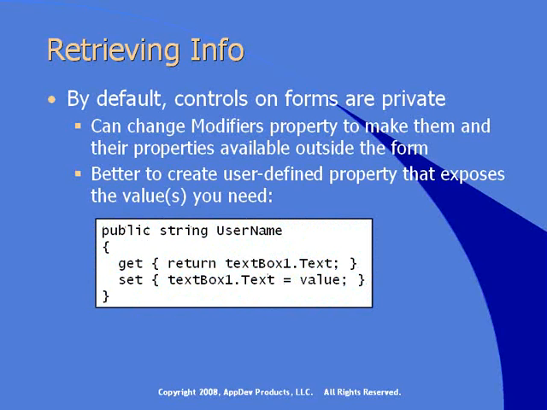The property might look like this. A UserName property, for example, that returns a string. The property getter returns the value of a text box's Text property, and the property setter sets the value of the text box's Text property. This way, no one outside the form can see the actual text box. That's a private matter to the form. But anyone outside the form could see the UserName property. This way you could change the name of the text box, and only the code inside the form would need to be changed. All the code outside the form would still access the value by using the UserName property.